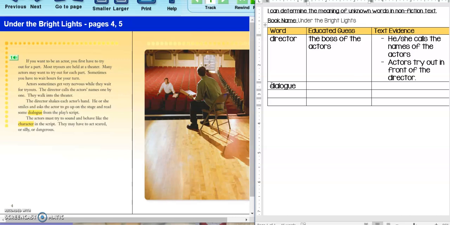Okay. And my educated guess there, it says some dialogue from the play script. I'm going to say text. And then I'm going to read it again. I'm going to ask myself what text evidence. Because I'm thinking of text from a play script. I know a script is something that the actors read off, and it's where the characters are talking. I remember that when I'm in class, that dialogue means where the characters talk.